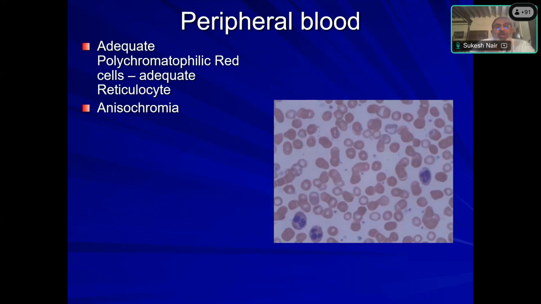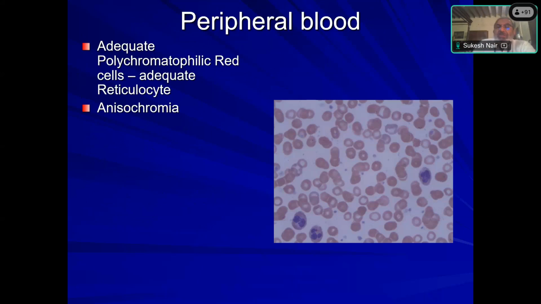So one of the most important things when you look at a peripheral smear in a patient with chronic renal failure, or anemia of a patient with chronic renal failure, the first thing you want to know is whether the patient is producing adequate erythropoietin, because erythropoietin is important for reticulocyte production. So the first thing that we look at in the smear is the reticulocyte.